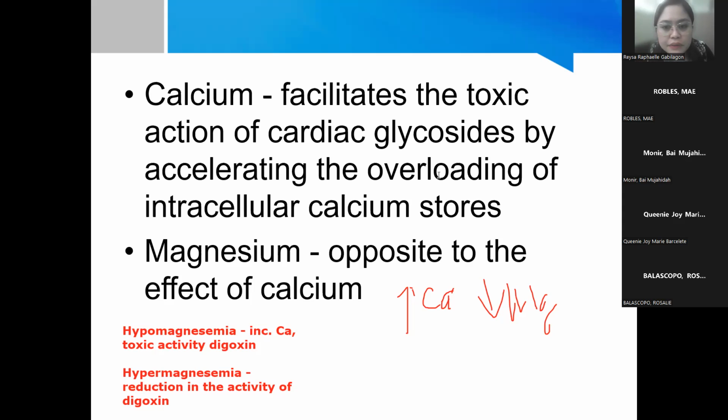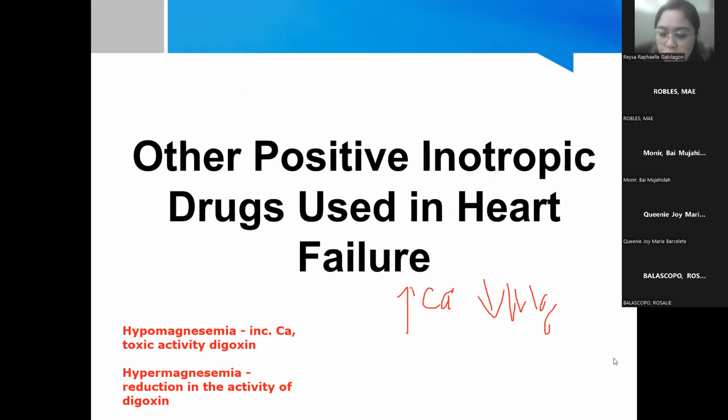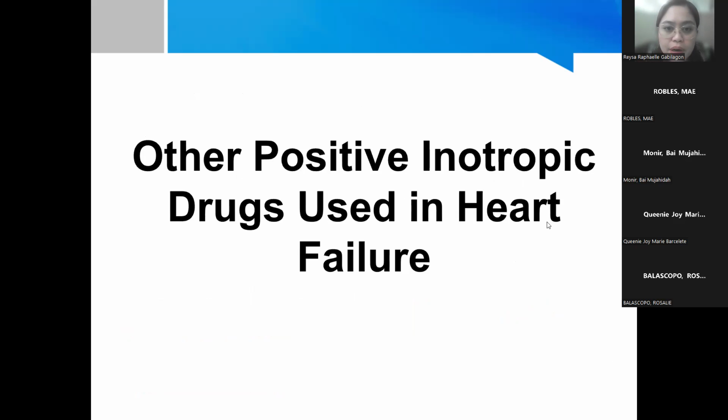Okay, do you have questions or clarifications before we move on to our other positive inotropic drugs used in heart failure? We really singled out the digoxin kasi it's the most commonly used inotropic agent for heart failure. However, if the patient cannot tolerate the effect of digoxin, that's the time we use other positive inotropic drugs.